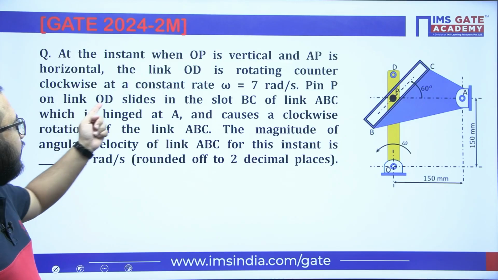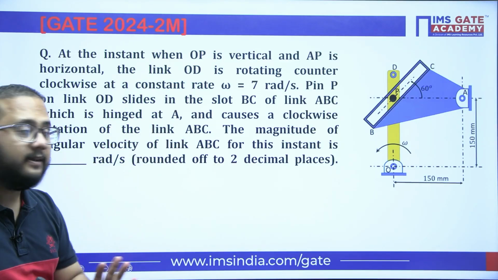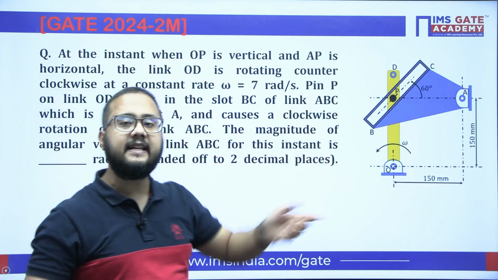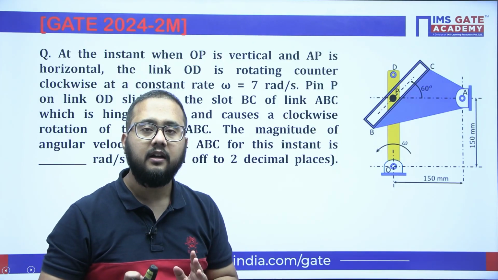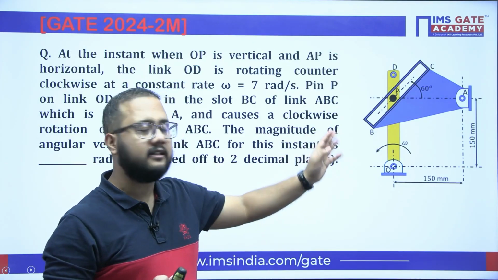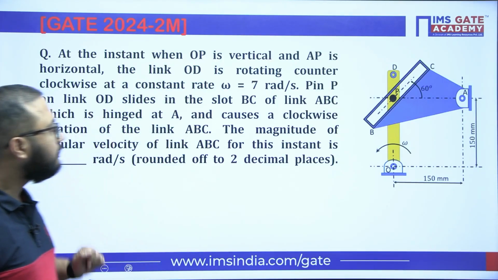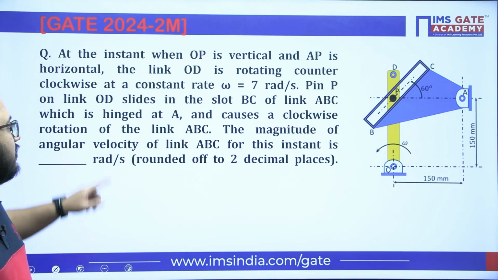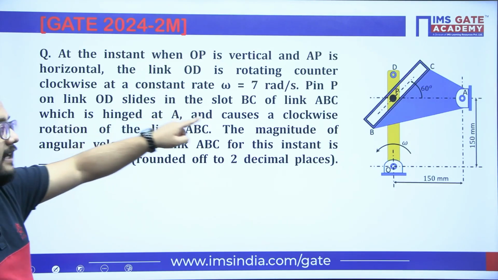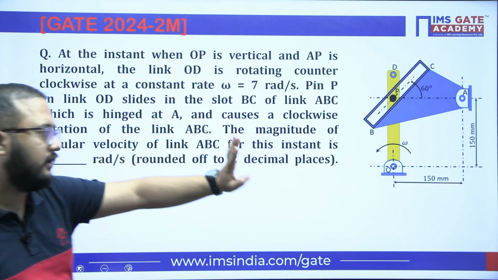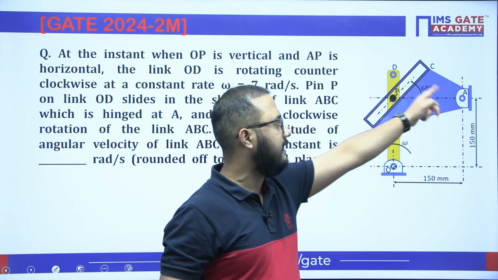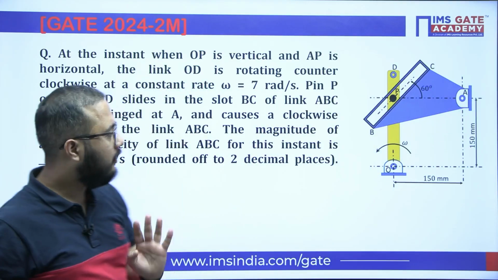So pin P on the link OD slides in the slot BC of the link ABC. Link ABC is a complete link, don't consider it as different links. Now the next point they have mentioned is the hinge: link ABC is hinged at point A.